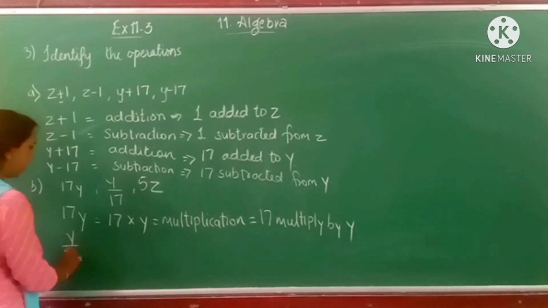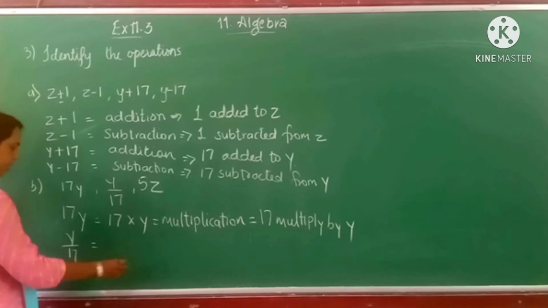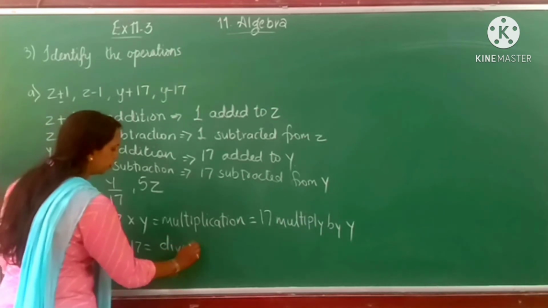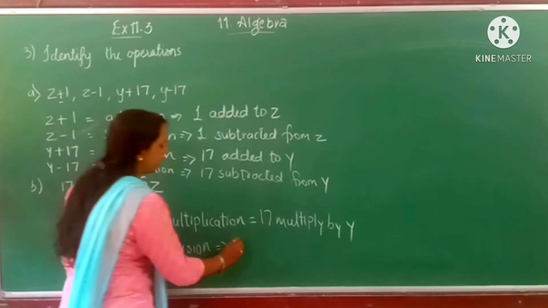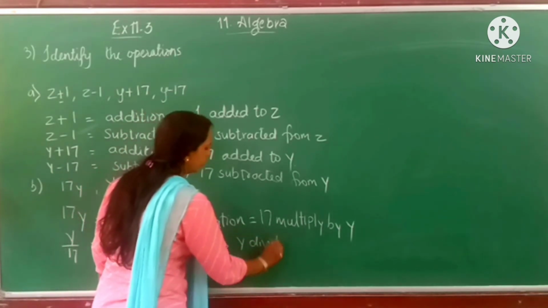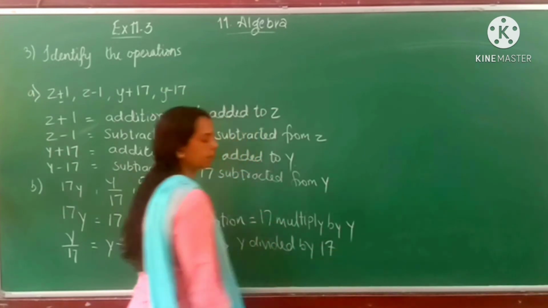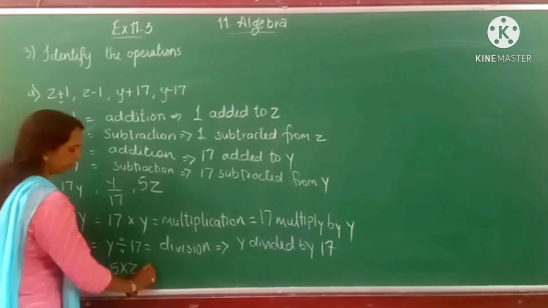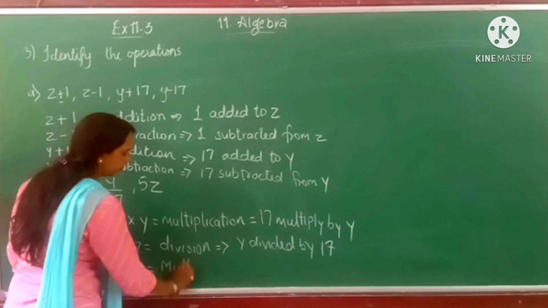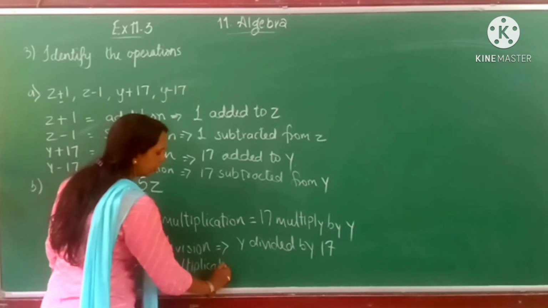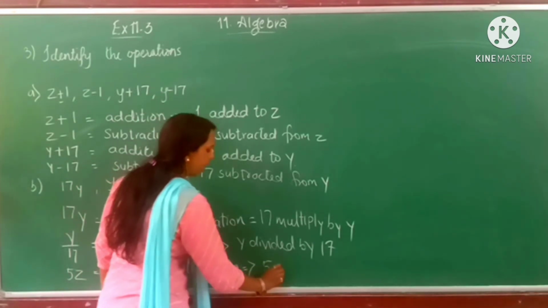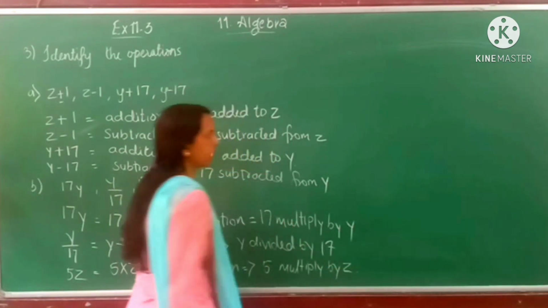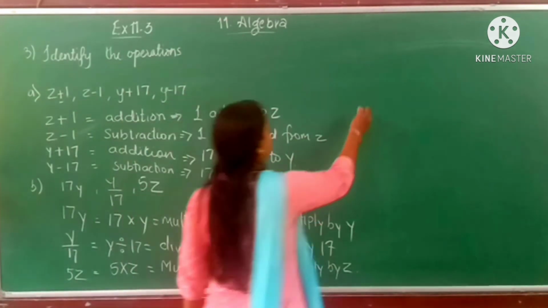Next, y divided by 17. So here which operation? You can write it as division. So here how is it formed? y divided by 17. Okay. Next is 5z. So here again we can write 5 into z. Which operation? It is multiplication. And how is it formed? 5 multiplied by z.